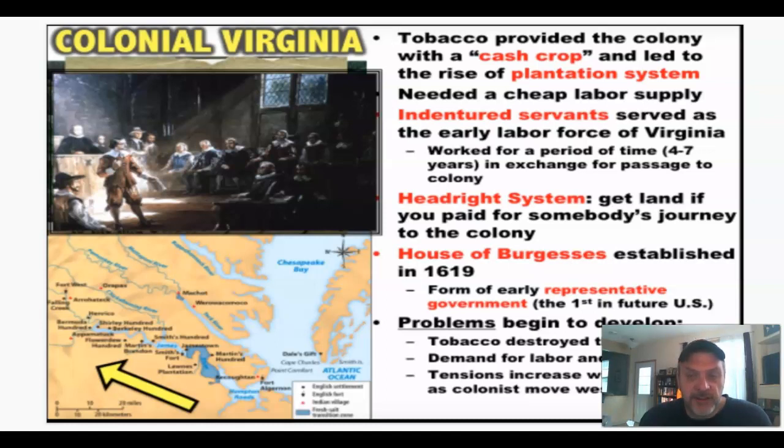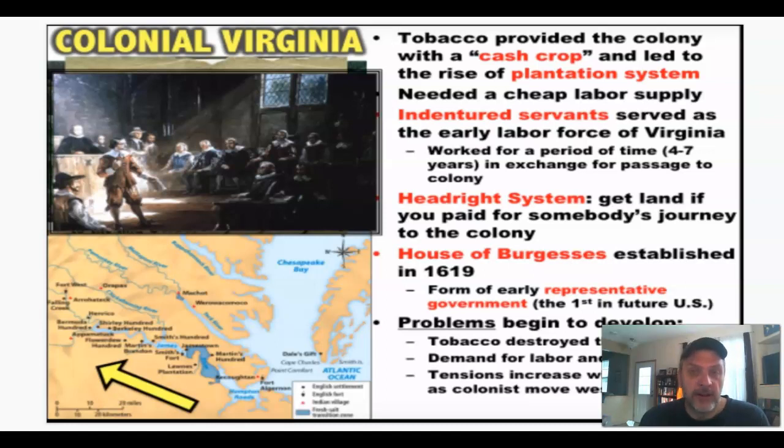And the headright system was simply based on the idea that if you paid for someone's journey over here, so if I'm the wealthy farmer, right, and I paid for someone's trip over here to become my indentured servant, then I would get the land that I am farming right now. Okay, so I'm paying for someone to come over here to help me farm it. They're my indentured servant, and then I would also receive that land and the possibility of even more land.